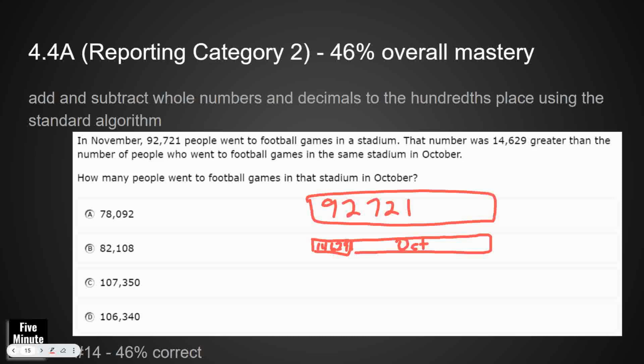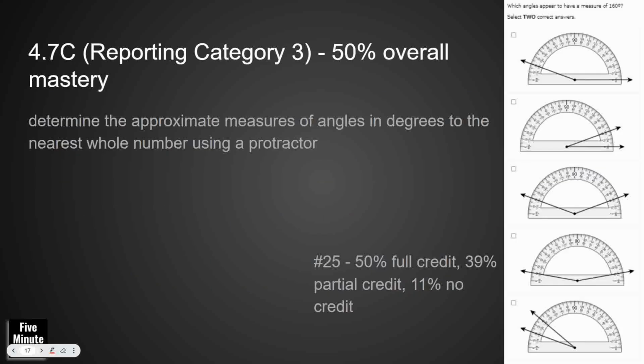Well, even if we had this representation and we went with their incorrect answer, 107,350. Does that make sense? Nope, this is bigger than this. But this 92,721 was 14,629 greater than, and now that doesn't make any sense. So giving them that visual representation, that language in order to justify their work, can help them eliminate those incorrect answers. So 4.7C is our last one we're going to be looking at.